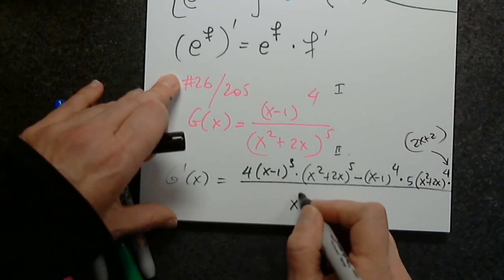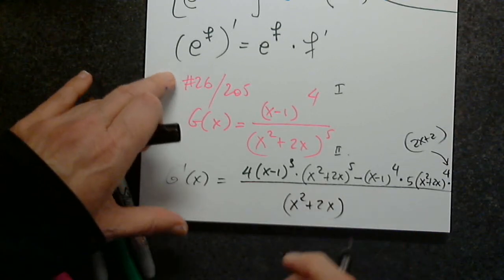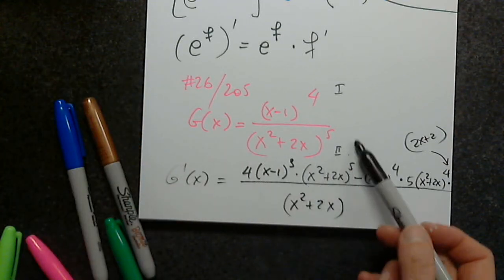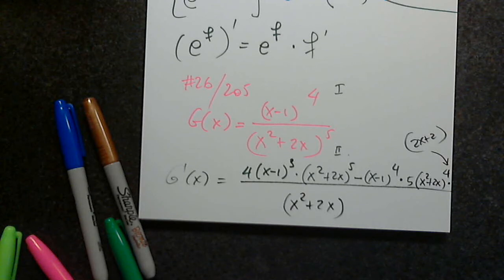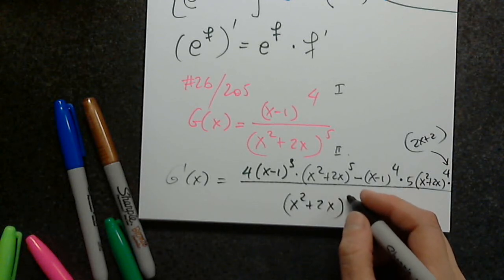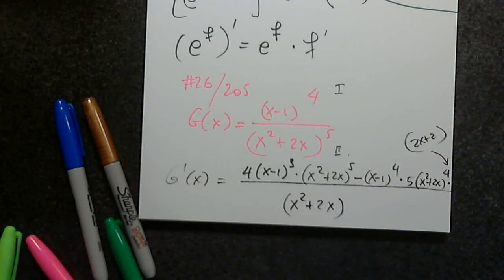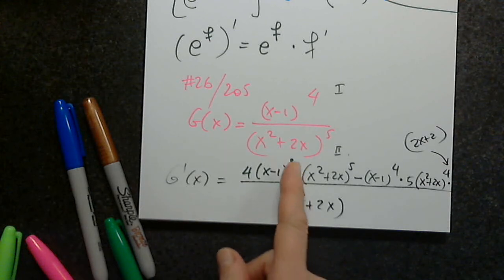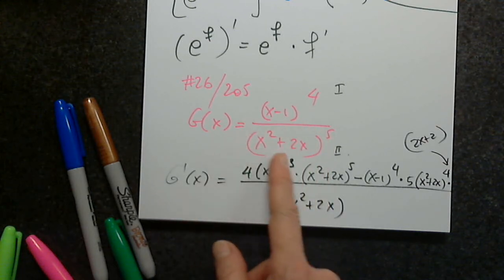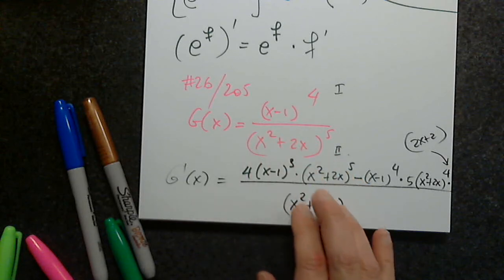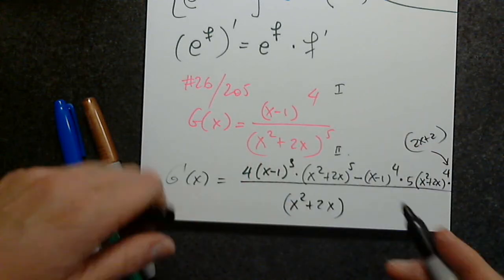Over the denominator squared. When I raise the denominator to the second power, I get x squared plus 2x to which power? To the? So when I square this, I copy the base and I multiply the exponents. Excellent.